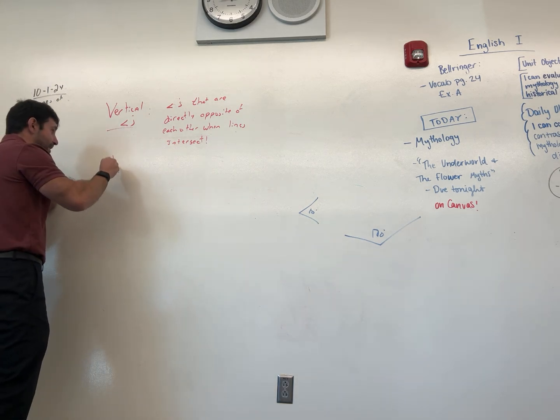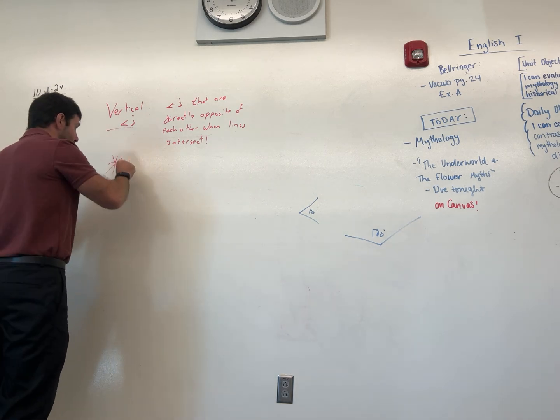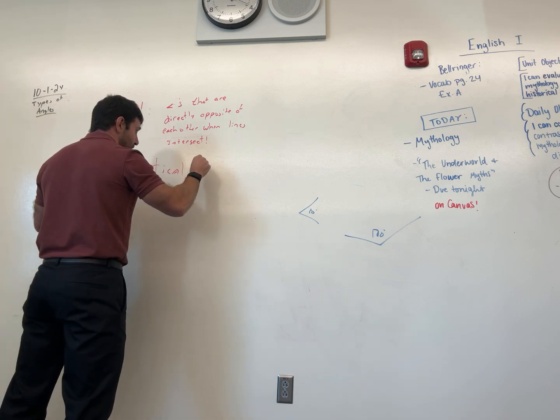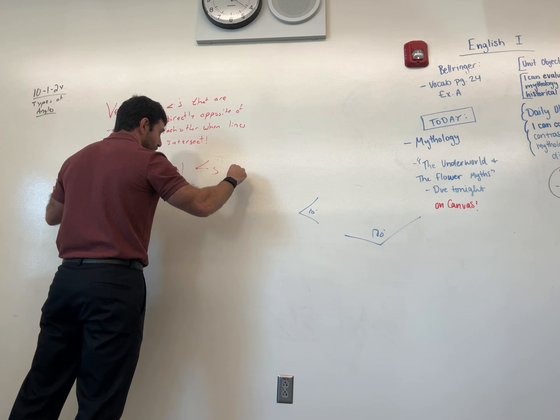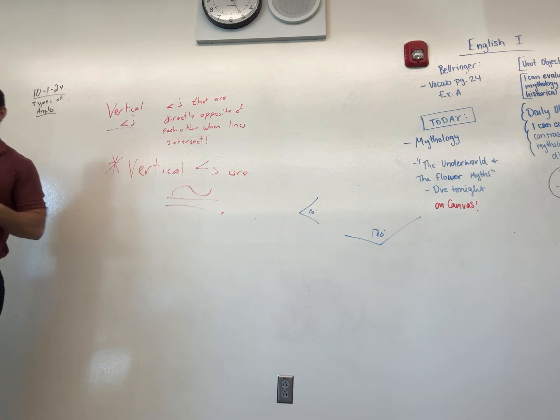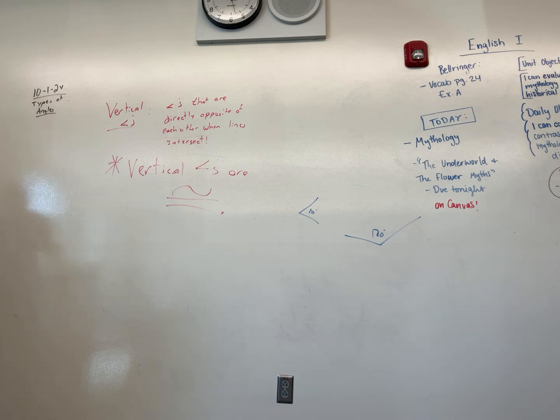But there is a caveat to vertical angles. Vertical angles are congruent. That means that if you have a pair of vertical angles, they are absolutely the same measure. They are congruent. So if I know one of my vertical angles is 70, the other vertical angle is 70.